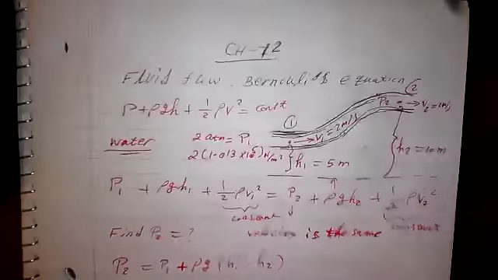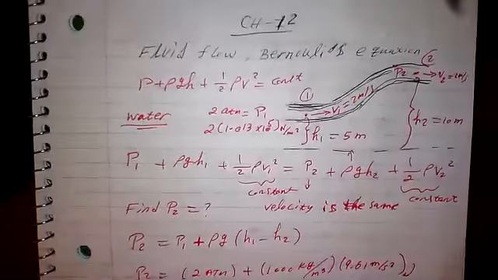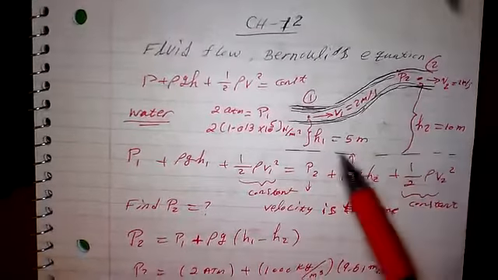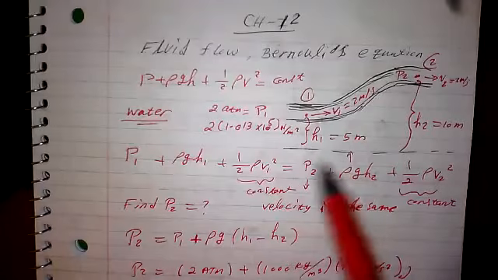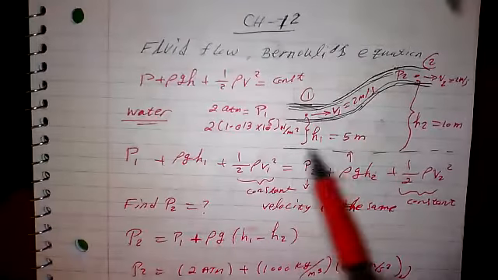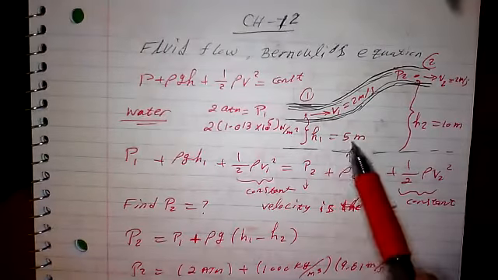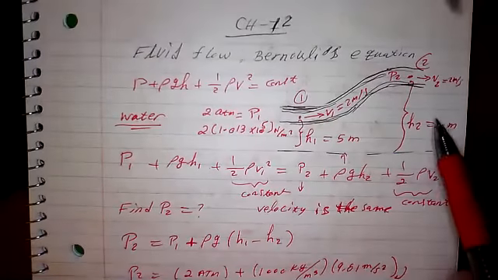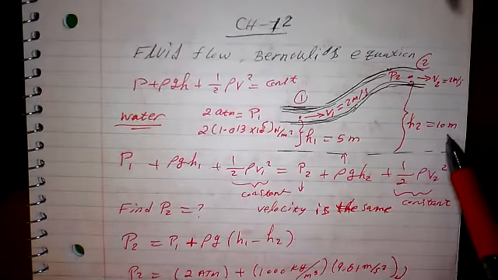Let me just go over an example for the Bernoulli equation here. Okay, just hang in there. Let me see what I have. So, fluid flow, Bernoulli equation. We have a pipe with different elevations. Elevation 1, with respect to some datum, is H1 of 5 meters, and at point 2 we have an elevation of 10 meters.